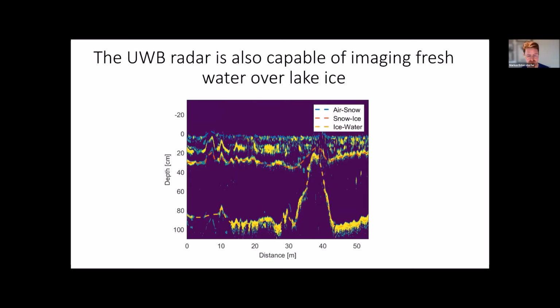Due to its ultra-wideband characteristics, the radar is also capable of, for example, imaging fresh water over lake ice. So you see here in that radar plot an air-snow interface, then an interface between snow and ice, and then a third interface between the ice and the water. So it was water over the lake ice that we could image, and then the signal would disappear once you go into the water. The same wouldn't work for sea ice, obviously.